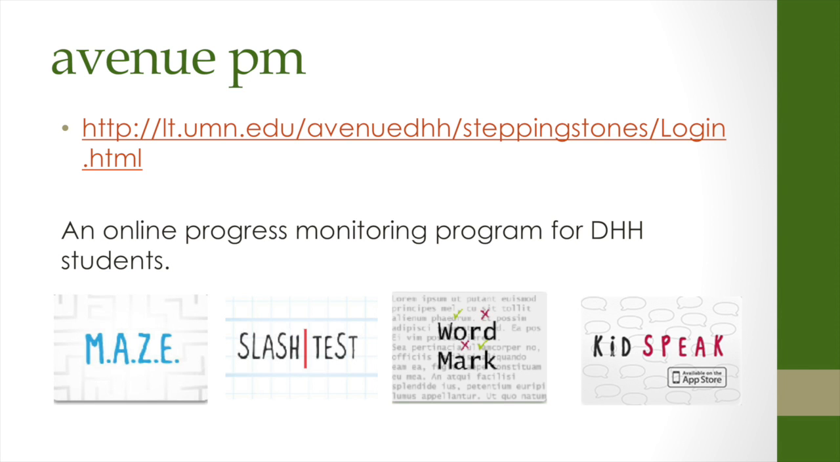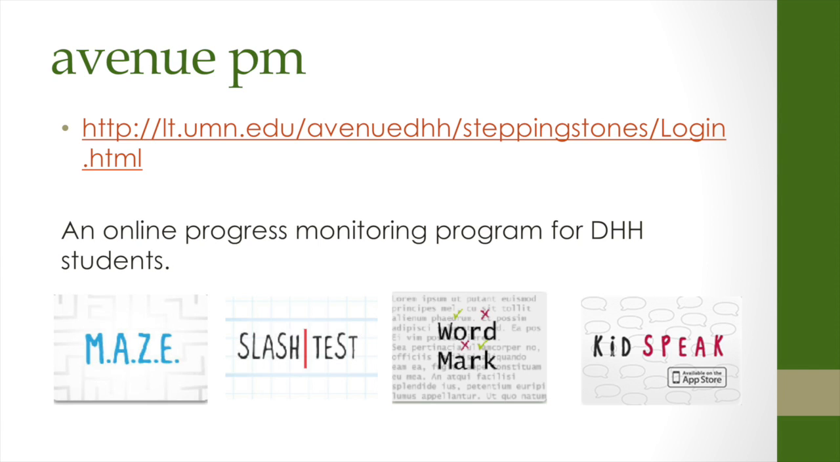One reading assessment that has been designed specifically for deaf and hard of hearing students is the Avenue PM, which stands for Progress Monitoring. These tools are available for free in an online format. Go to the website on this slide, ask for an account, and then set up your classroom. Children take the assessments on the computer. It is a way to keep track of everyone's performance. The Avenue PM assessments are not timed, which makes it different from other assessments. It includes 4 tests.